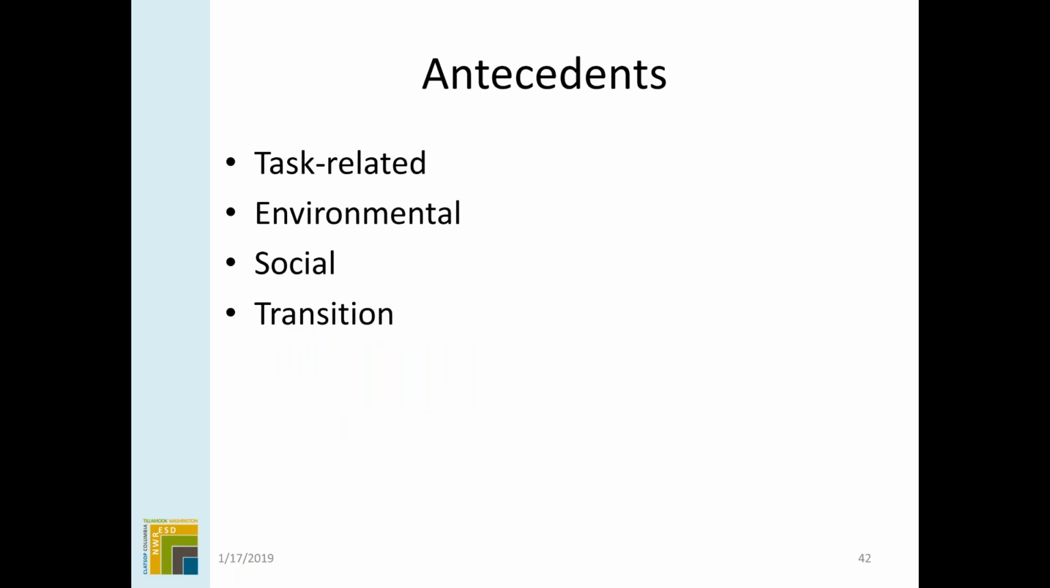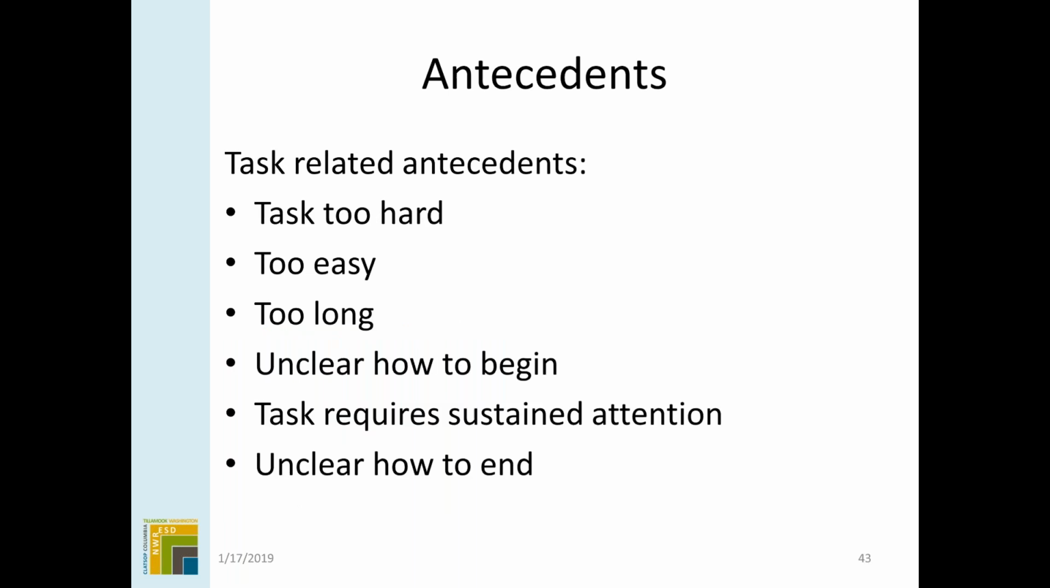Antecedents, I divide antecedents into 4 categories: task-related, environmental, social, and transition antecedents. And so I broke these down in slides. So examples of task-related antecedents. If a student is experiencing executive function difficulties, they might have difficulty with tasks that require sustained attention. So I'm going to be looking for that when I do the routines analysis.